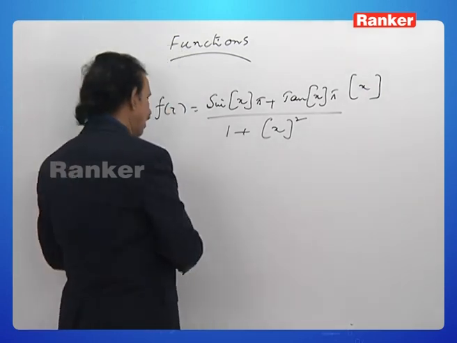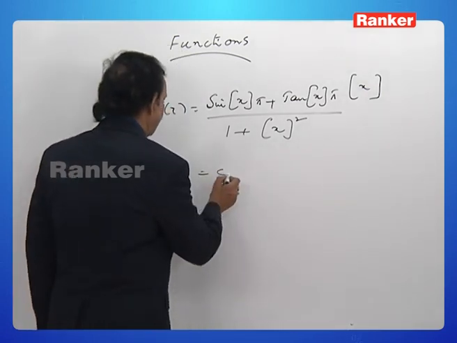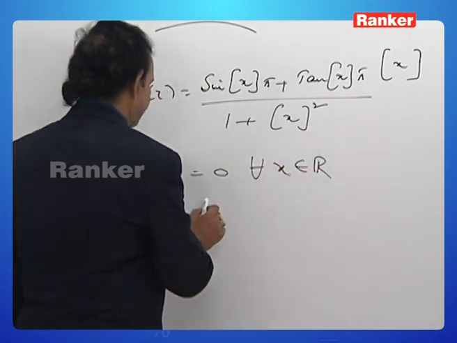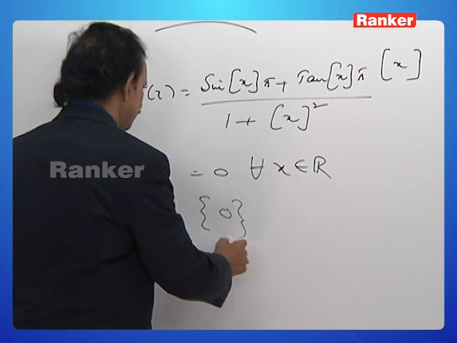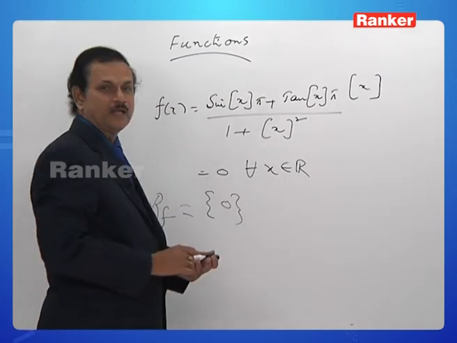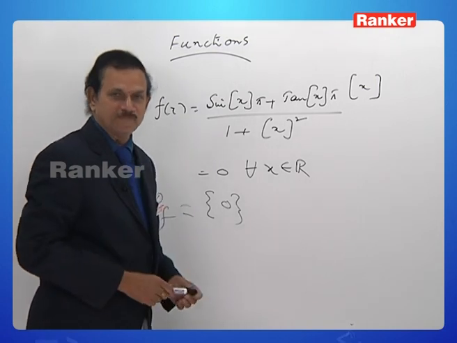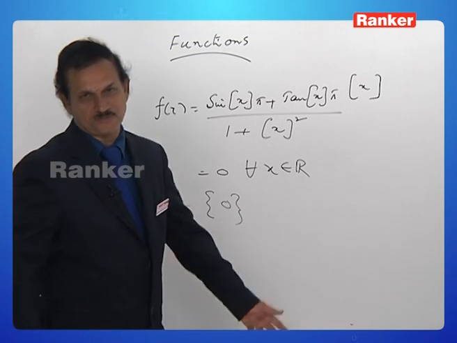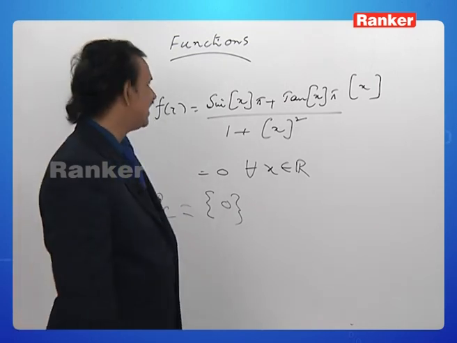So this is always 0 for all x belongs to R. Undoubtedly. Therefore, it is a constant function whose range contains just one and only one element, that is singleton 0. Therefore, among all the four options given, the fourth option is the right option. It's very easy to catch and notice.